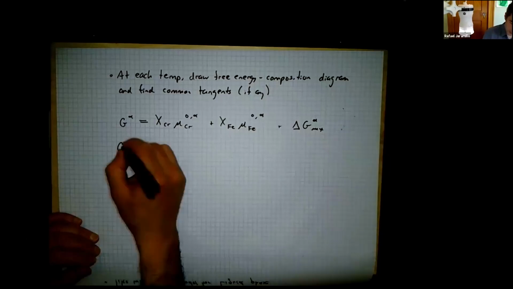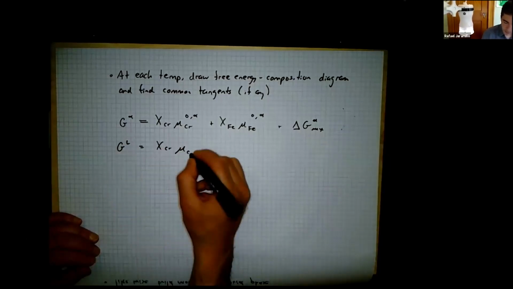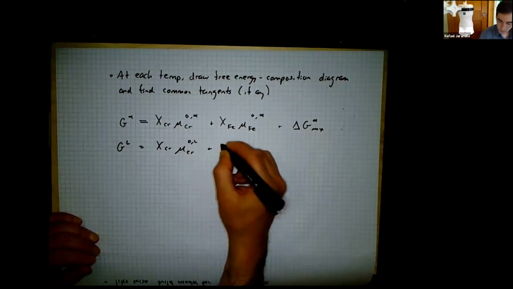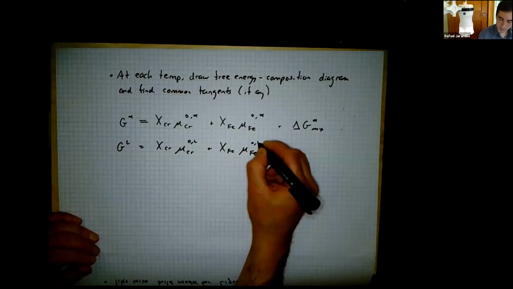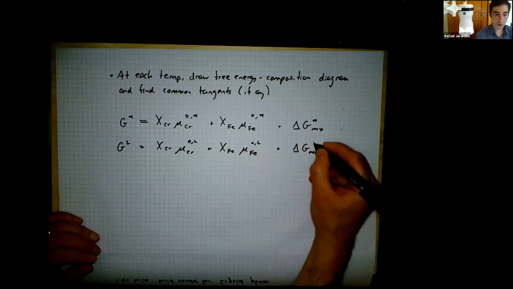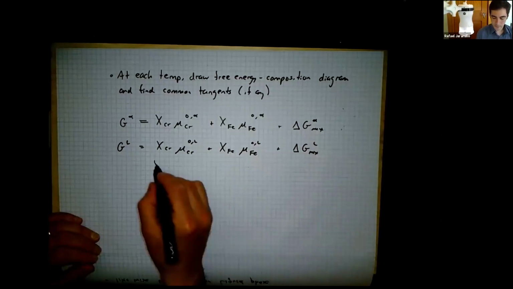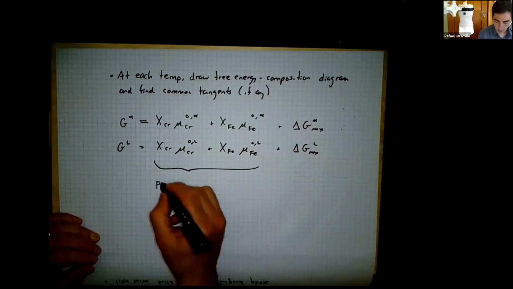I have the liquid phase. This is X chromium, mu chromium naught in the liquid phase, plus X iron, mu iron naught in the liquid phase, plus the solution model. These terms are the pure component models.